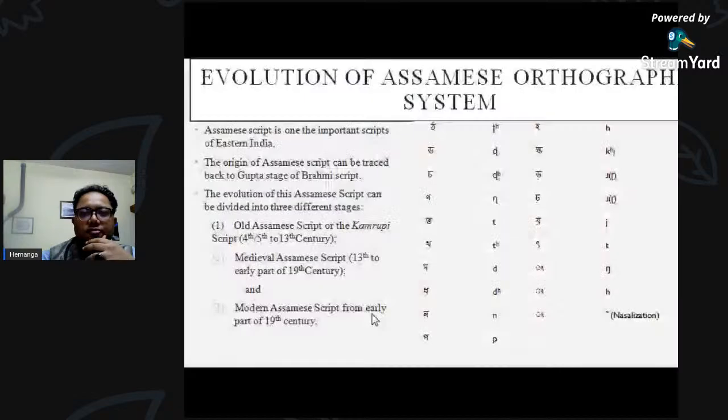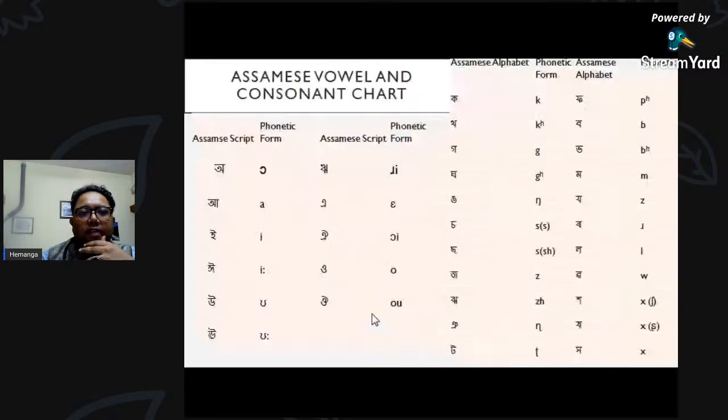So this is mostly history. I have taken it from secondary sources. But let's see what I was doing. This Assamese vowel consonant chart. So you can see here the sounds, whatever orthography we have, and what kind of sounds we have.